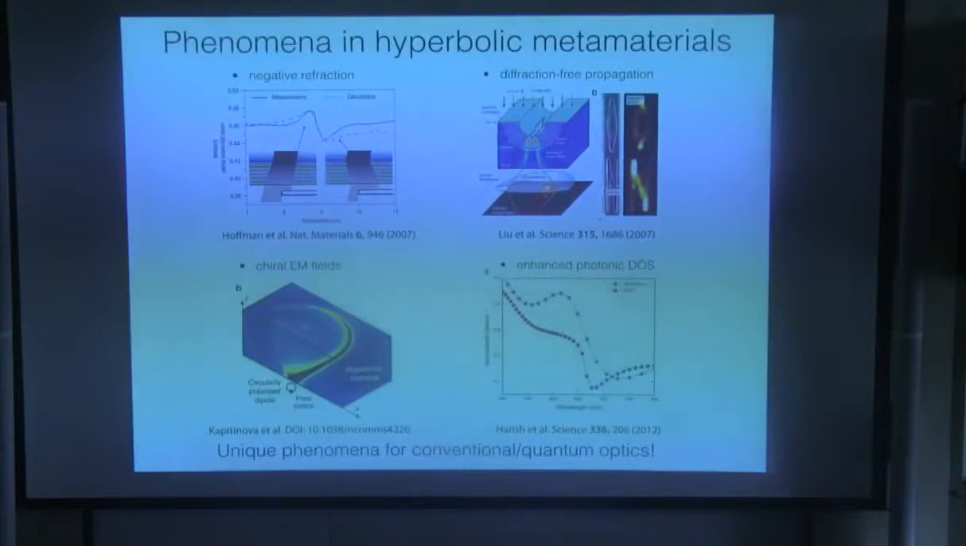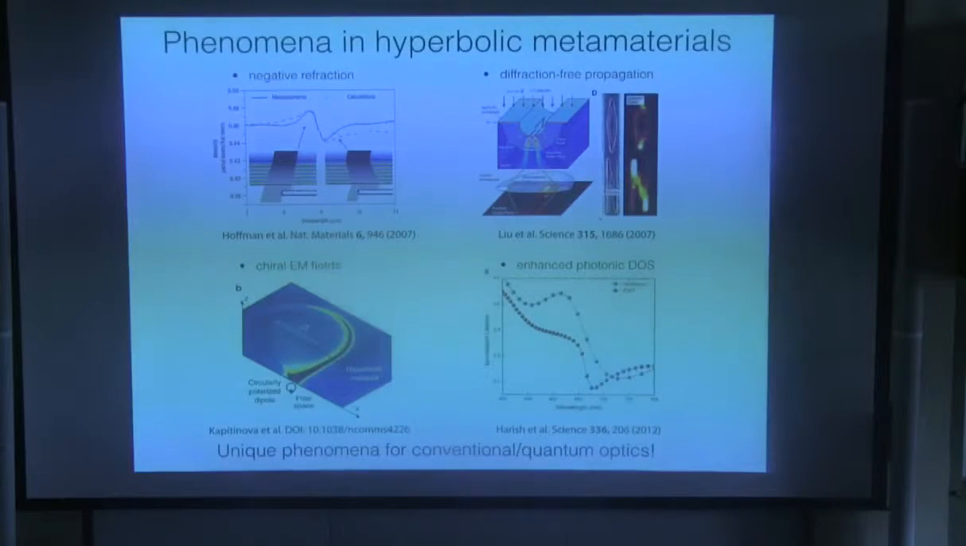These hyperbolic metamaterials exhibit a variety of interesting optical phenomena. For instance, they exhibit negative refraction. They exhibit diffraction-free propagation, which can be utilized to resolve sub-diffraction limited structures in the far field. They also exhibit a frequency-dependent enhancement in the photonic density of states. And furthermore, which has been discussed in detail in many of the talks at this conference, they also exhibit these tightly confined chiral fields. So in total, you could see these as potentially useful for quantum optics studies or light-matter interaction studies.